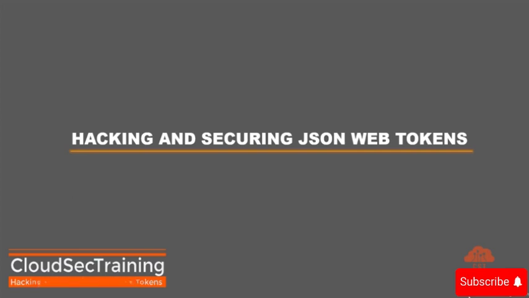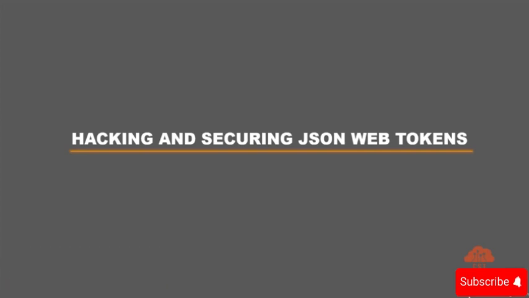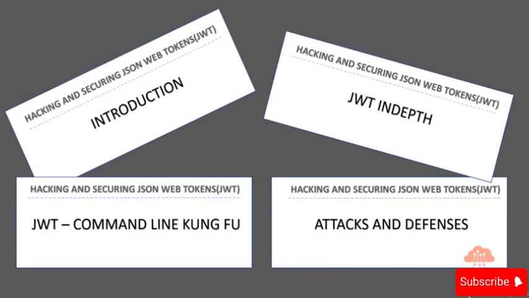In this video, I'm going to explain what you can expect from this course. This course basically consists of 4 different modules: Introduction, JWT In-Depth, JWT Command Line Kung Fu, and finally Attacks and Defenses. In the first module, which is Introduction, we are going to see a very basic introduction to JWT or JSON Web Tokens. And we are also going to see how the lab setup for this course looks like.